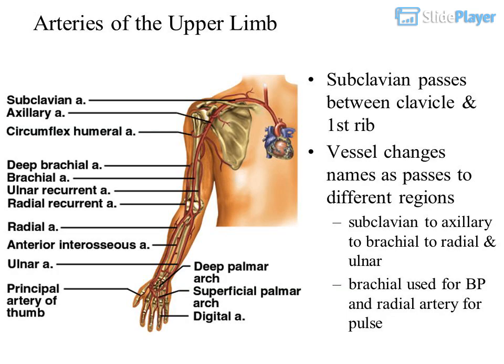Arteries of the upper limb. Subclavian passes between clavicle and first rib. Vessel changes names as passes to different regions. Subclavian to axillary to brachial to radial and ulnar. Brachial used for BP and radial artery for pulse.